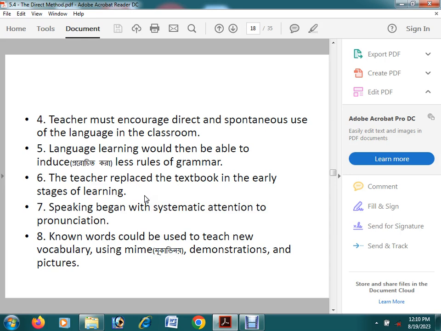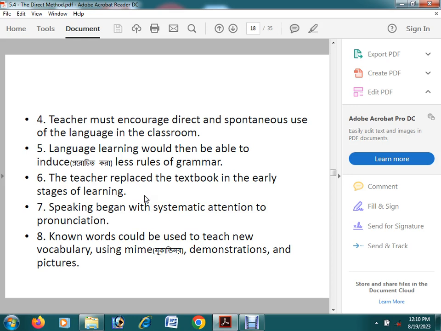In case of the direct method, the teacher will be using pictures, mime, demonstration to make the class understand the target language. What is the motive? That means we will try to make our learners able to think in the target language. And if they can think in the target language, there will be spontaneous delivery of oral communication. That is the target in the direct method.